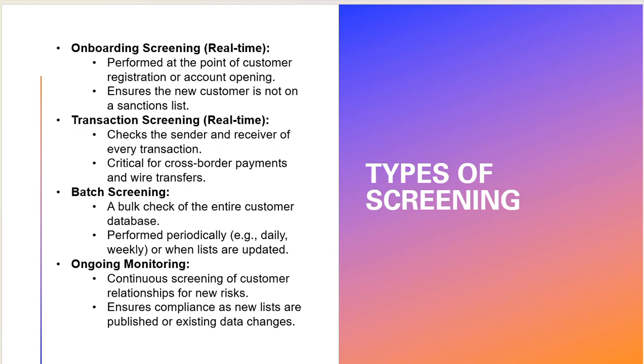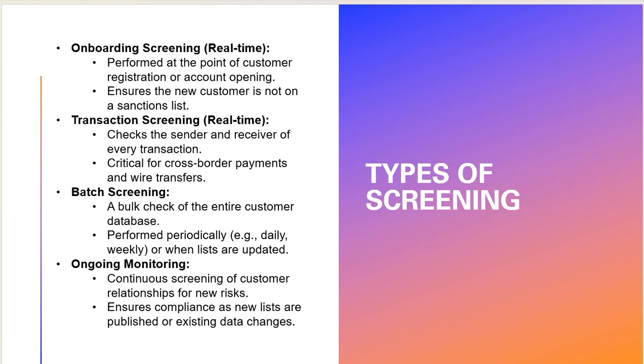Okay, then the batch screening will happen, a bulk check of the entire customer database. Once the customer is onboarded, whether an amended customer, a new customer, or an existing customer, if the bank receives a newly updated sanction list, the bank will run the batch screening to find customers who are now newly on the sanction list, internal or external, and perform it periodically. It is done by the bank on a daily, weekly, or monthly basis when the lists are updated by the regulators.